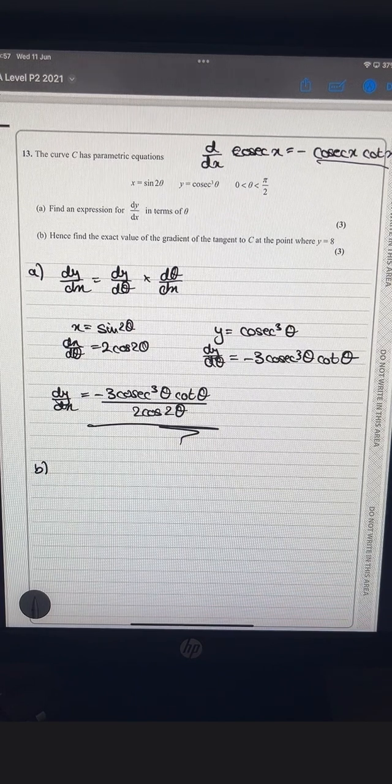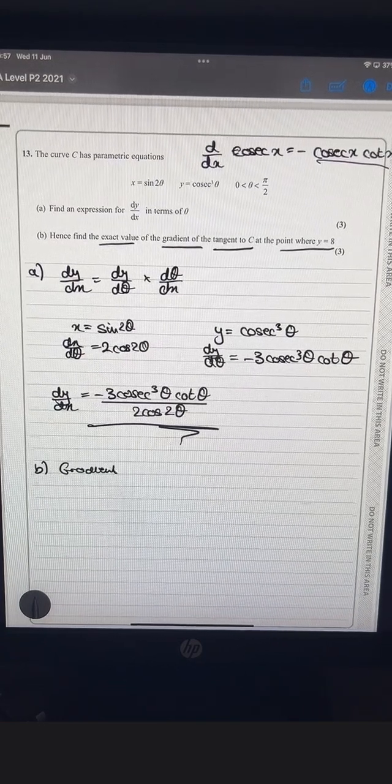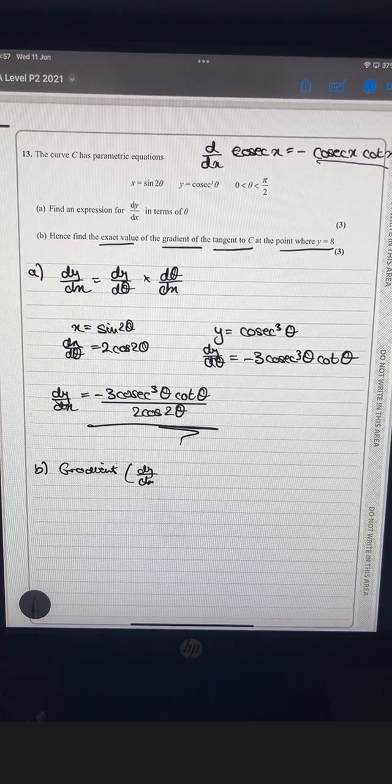All right, cool. Part B, find the exact value of the gradient of the tangent to C at the point where y equals 8. So, in other words, I need the gradient, which is what? That is dy by dx at y equals 8. So I could just solve for theta, right?